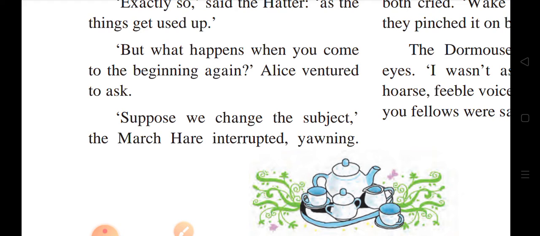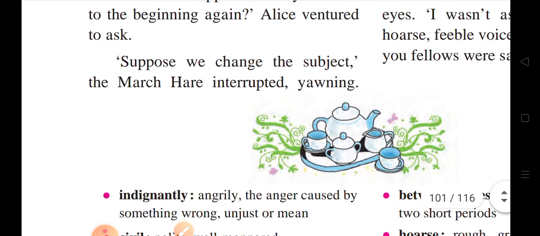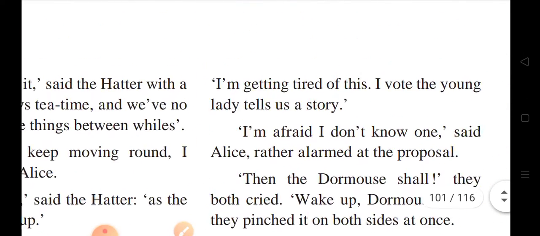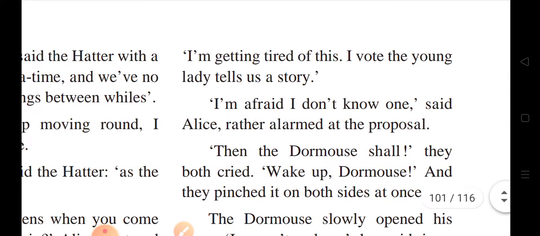So she says that when you start your tea party again, then what happens at that time? How will you have your cup and saucer at that time? "Suppose we change the subject," the March Hare interrupted. So the March Hare was now bored, and he started yawning. So he's saying now let's change the subject. Whatever is the topic of discussion, let's just change the subject. "I am getting tired of this. I vote the young lady tells us a story."